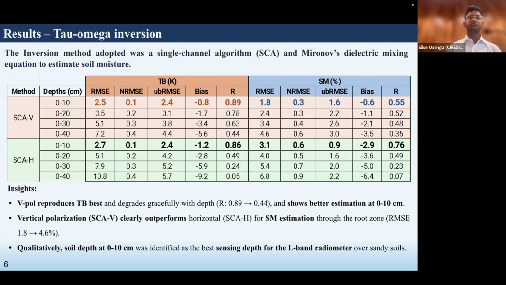Similarly, for the soil moisture also, the 0 to 10 centimeter provides the better accuracy. And with this, quantitatively, we can say that at soil depth 0 to 10 centimeter, the effective sensing depth for this L band radiometer over sandy soil is 0 to 10 centimeter. So we have done another study. This is qualitative.